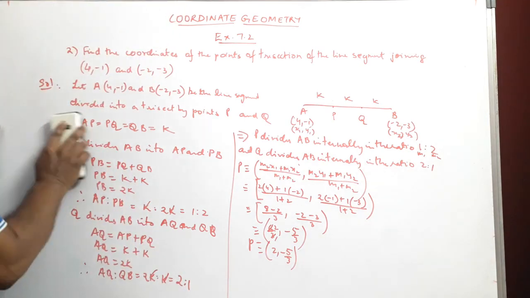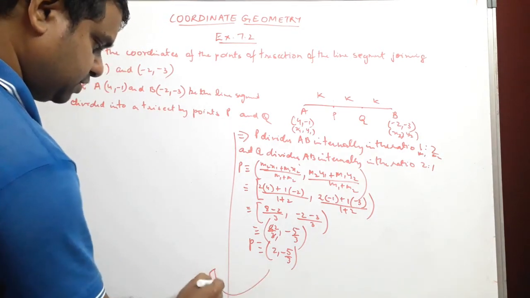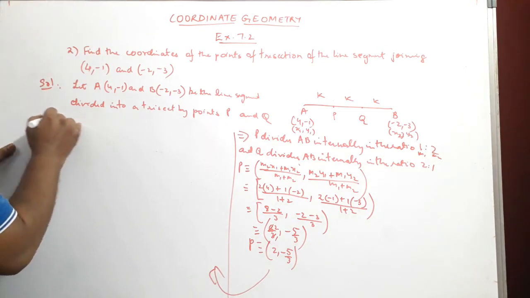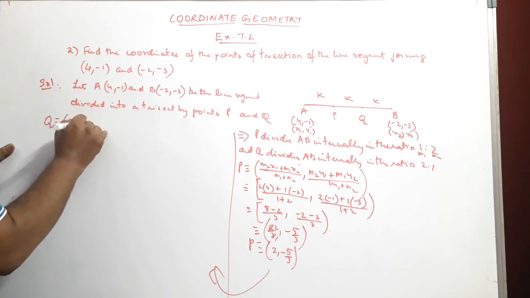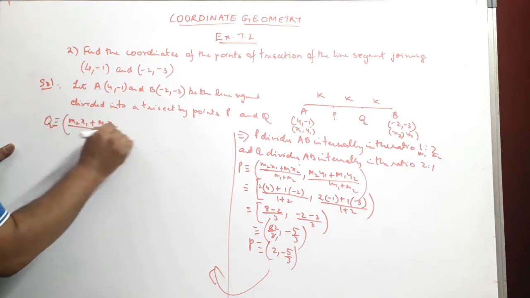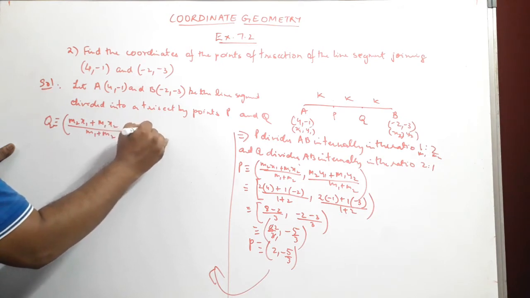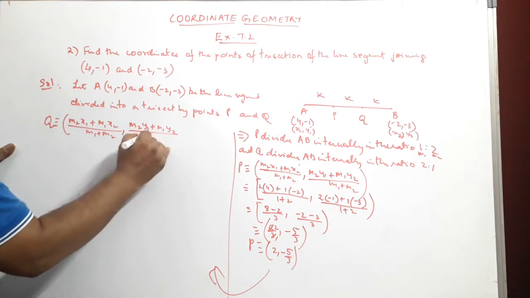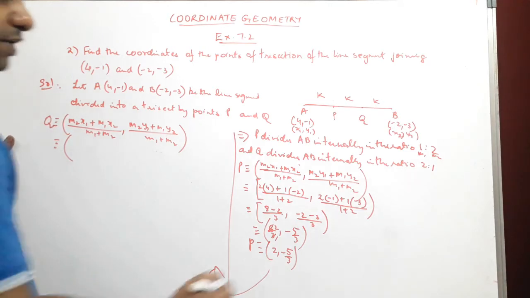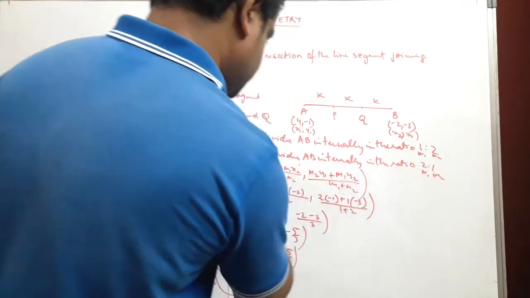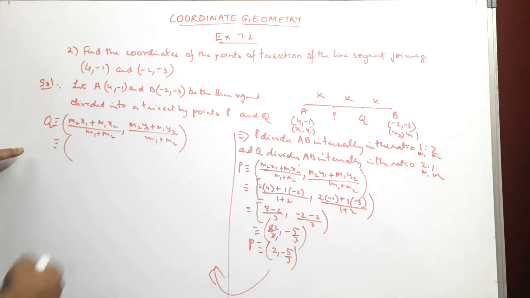So I'll just erase this part and I'll solve it here. Q corresponds to the same formula we'll use, (m2 x1 plus m1 x2) whole thing upon (m1 plus m2), comma (m2 y1 plus m1 y2) whole thing upon (m1 plus m2). Now in this case this will be m1, this will be m2. We are talking about Q now. So the ratios change. So the m1 value changes, the m2 value changes. Now m1 is 2, m2 is 1.